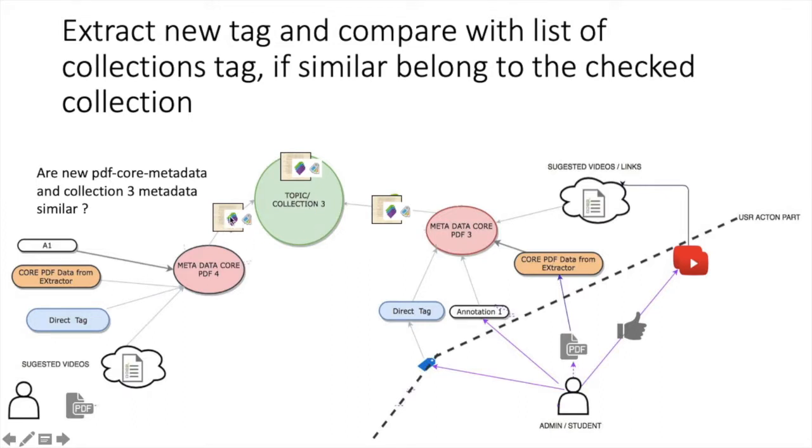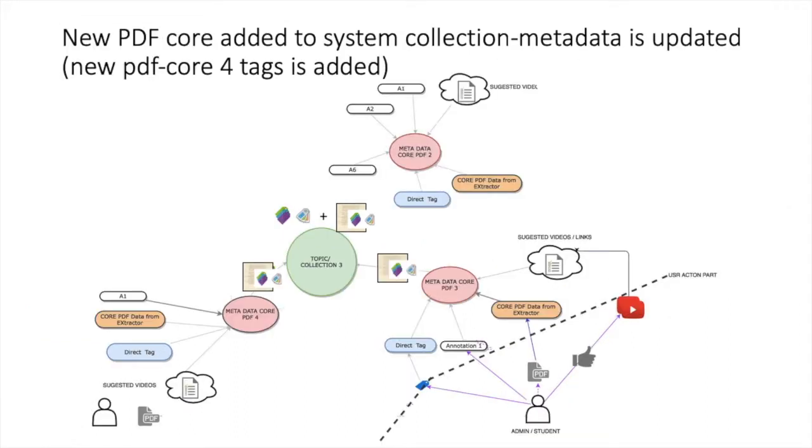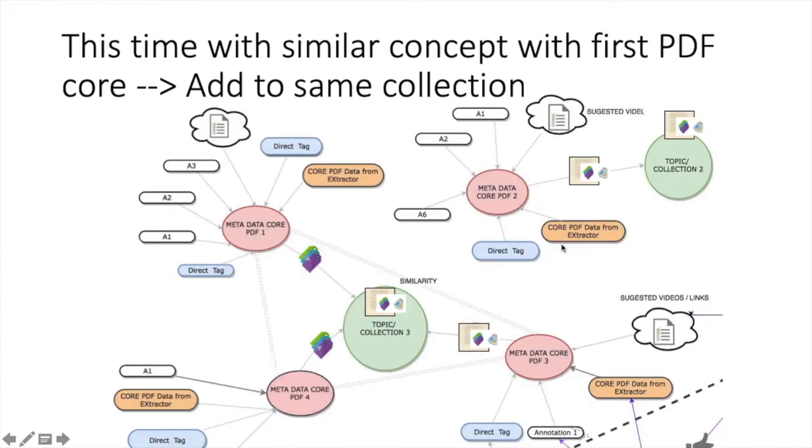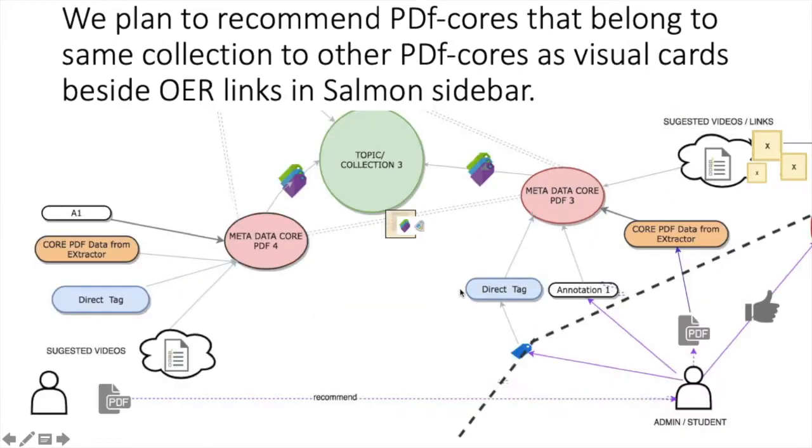So we compare the metadata of this PDF core and also the metadata of the collection. We compare these two, and then we decide if this one is related to this topic or not. So suppose there is another metadata from another document, but it's not related, then we will shape a new collection from that metadata. And if we have more PDF cores that are associated with our previous collection, collection number 3, then they all belong to one topic altogether, added to the same collection.